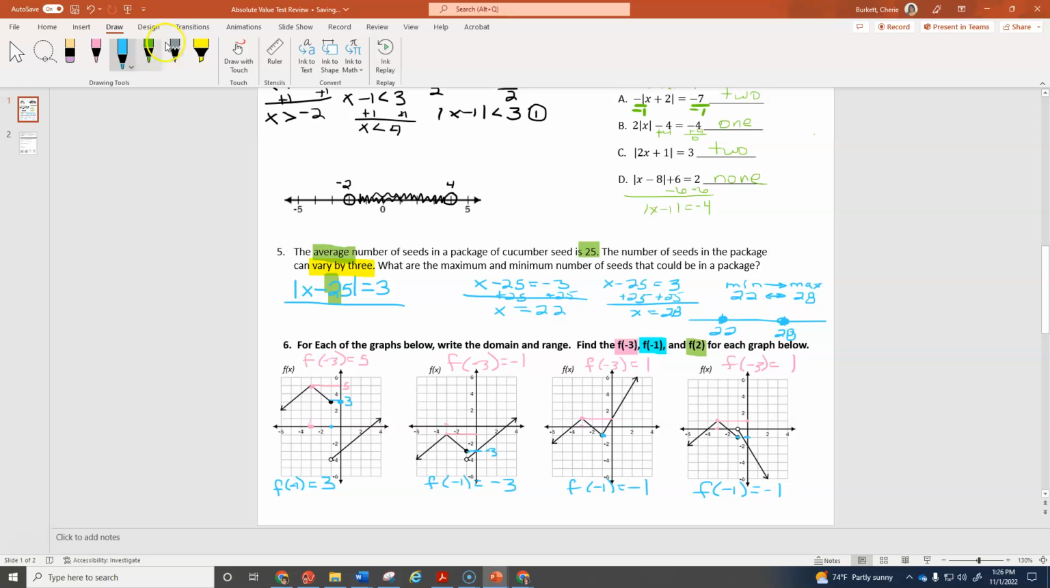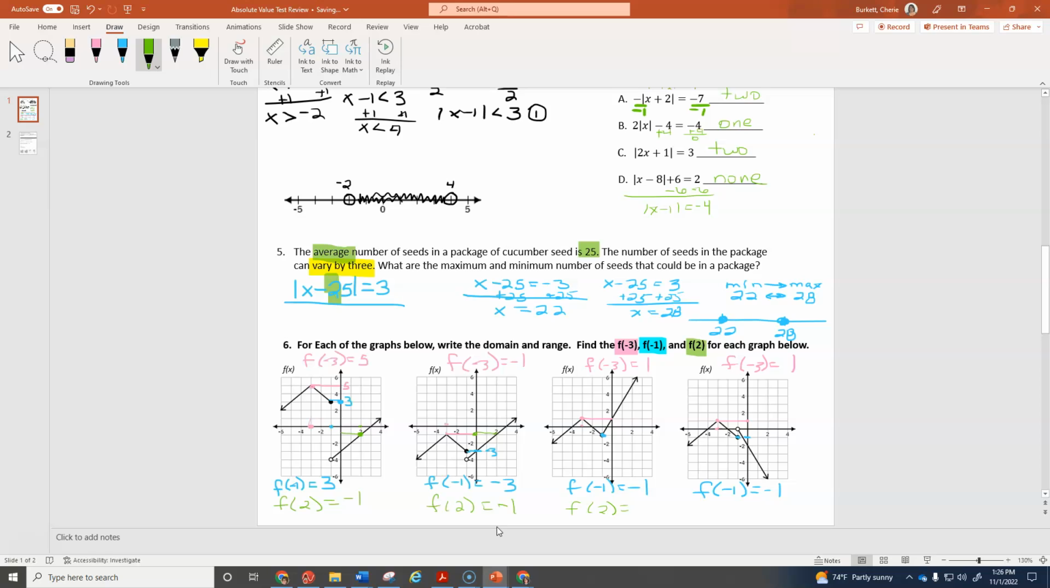And then f of 2. Go to 2 on the x-axis. Here's 2 on the x-axis. Go to the dot on your graph, and then tell me what the y value is. So f of 2 is negative 1. F of 2 is, here's f of 2, here's my graph, there's my y value, negative 1.